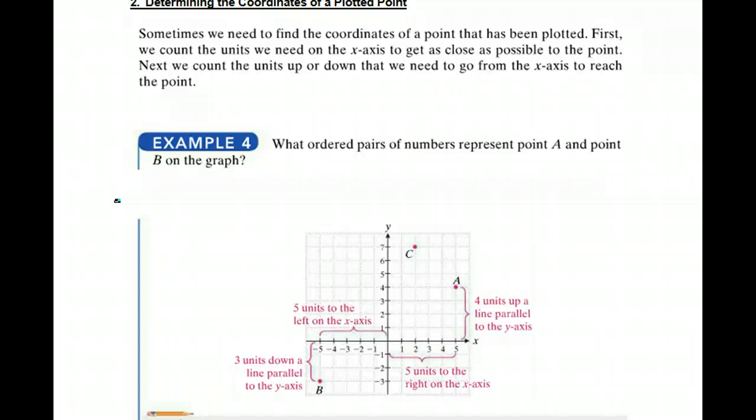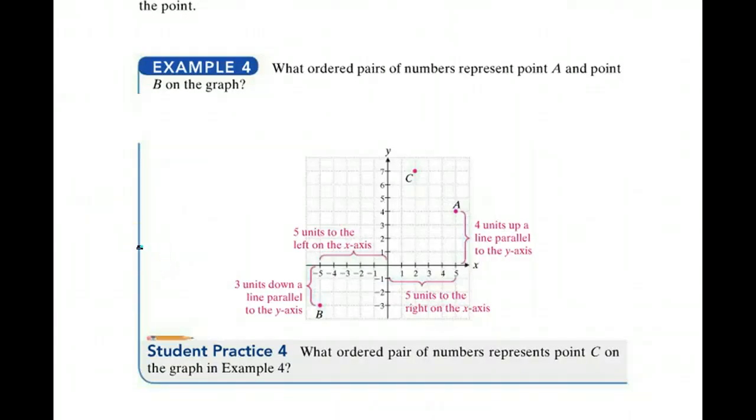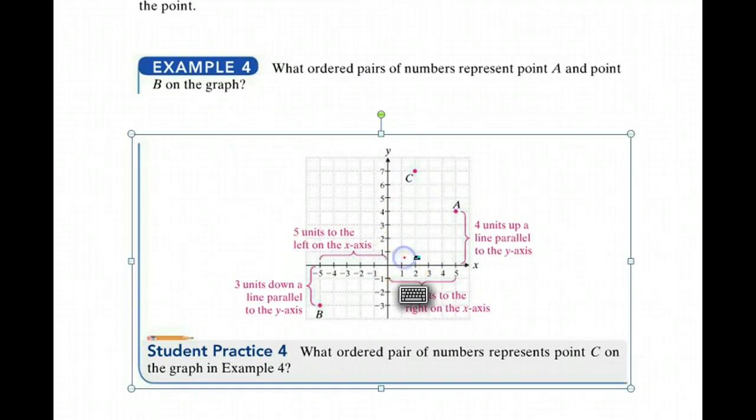And that's going to give us the x and y coordinates for our ordered pair. So let's take a look at example 4. It says, what ordered pairs of numbers represent point A and point B on the graph? Well, for point A, we're going to start with our x coordinate. So we're going to see how many we moved over to the right. We moved 1, 2, 3, 4, 5. So that tells me that my x coordinate was 5. And then I moved up 1, 2, 3, 4. So my y coordinate was 4. So my ordered pair was 5, 4.